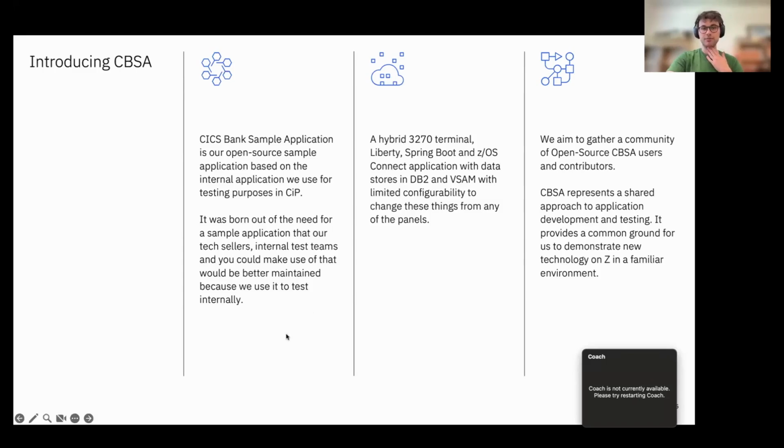CBSA is a hybrid application, so it's got several different terminal, Liberty, Spring Boot interfaces. So this allows us to sort of cover a breadth of the kind of interfaces that we know customers are looking at. We've also got z/OS Connect, and different pluggable data stores, including DB2 and VSAM, and a subset of the configurability that we use in CICS has been included. So rather than making this a really onerous install process, we've made it so you've got some configurability, but not everything. So it simplifies that process of installation.